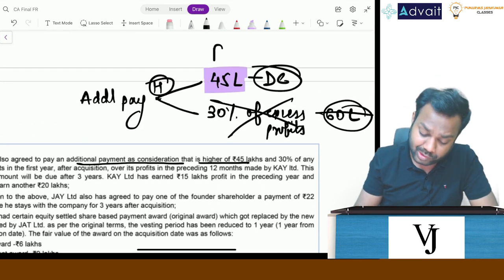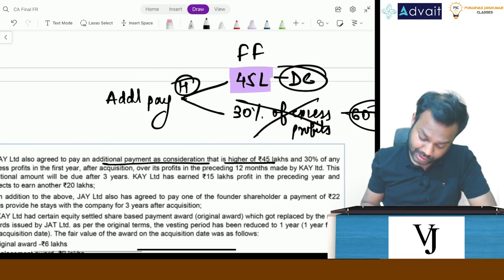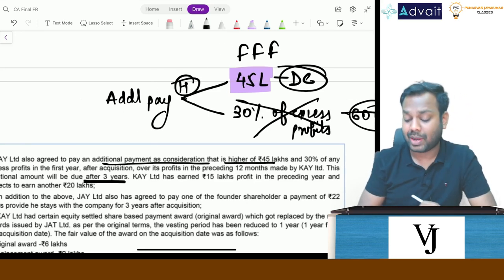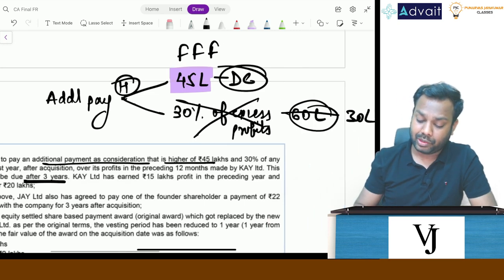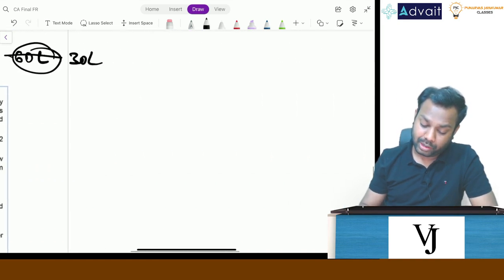will become deferred consideration. Why? Because it is fixed, the timing is fixed, that is after 3 years the timing is fixed, and the payment of this 45 lakh is also fixed. Right, this is also fixed, so this is deferred consideration. So we'll record the present value of it.